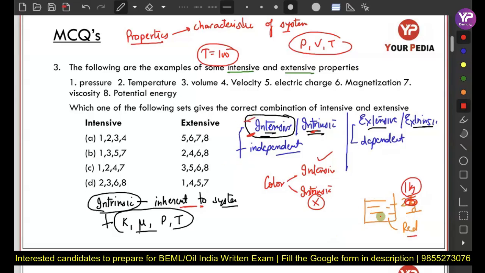Now here what can I do? I can simply change the color of the system by changing the chemical composition, by adding some impurities or by some other means. Even though the color is not depending upon the mass, it is not inherent to the system. That is why we can say it is not an intrinsic property.